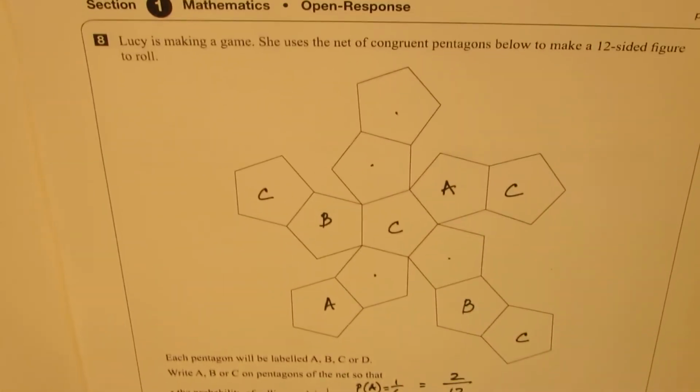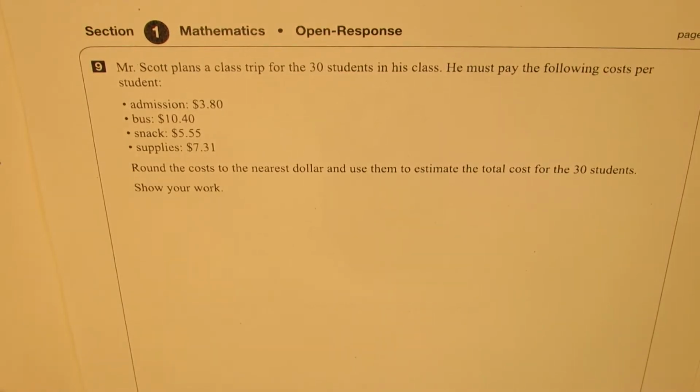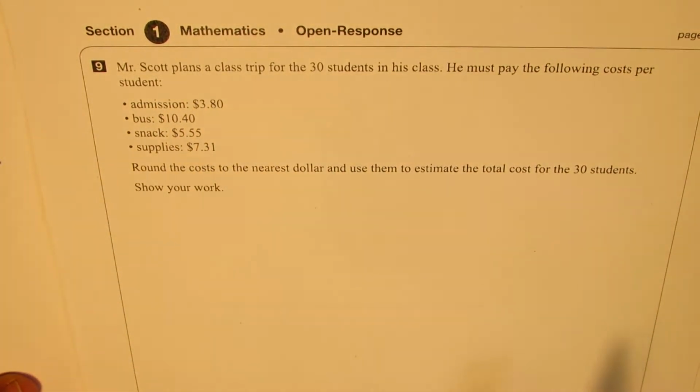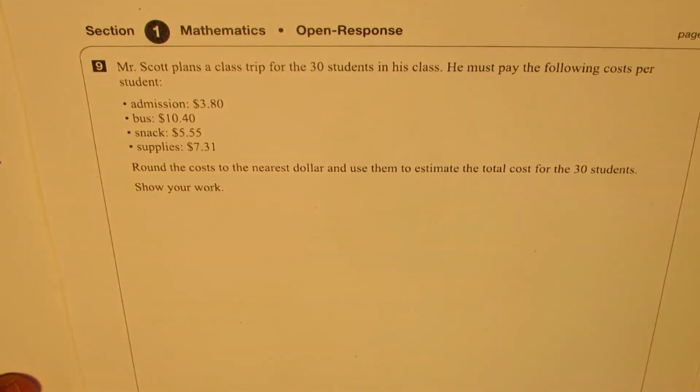Now let's move on and take the next question. Question number 9. It is also an open response question. You need to justify your answer. Mr. Scott plans a class trip for the 30 students in his class. He must pay the following costs per student. Admission $3.80, bus $10.40, snacks $5.55, supplies $7.31.